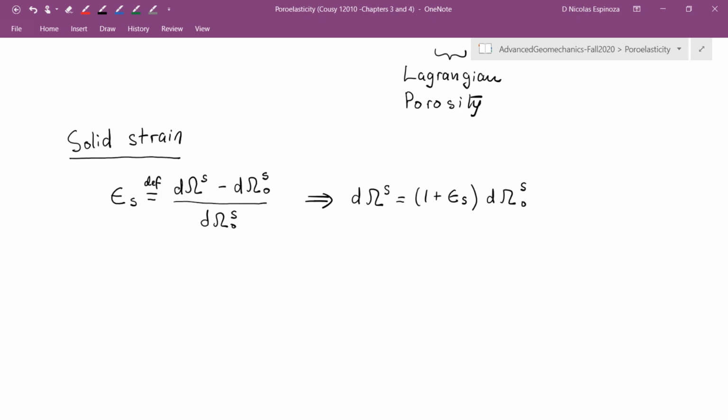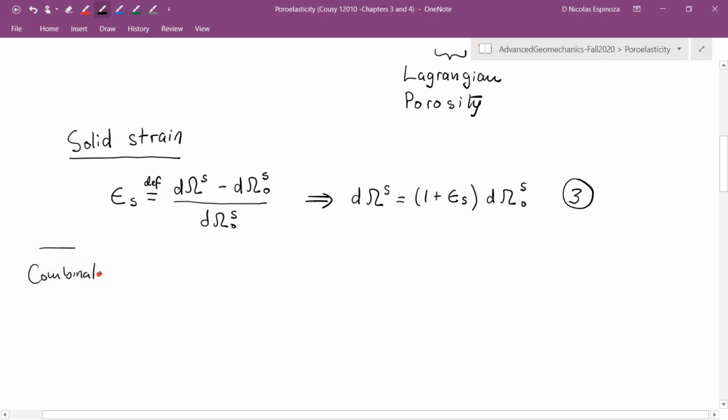All right, so this is going to be my equation number 3. And what I'm going to do is combine 1, 2, and 3 in order to get to the equation, which is the micromechanical equation that links the bulk strain to the solid strain and to the porosity strain. And in order to get there, let me rewrite this equation number 3. But basically, I'm just going to combine 1, 2, and 3.